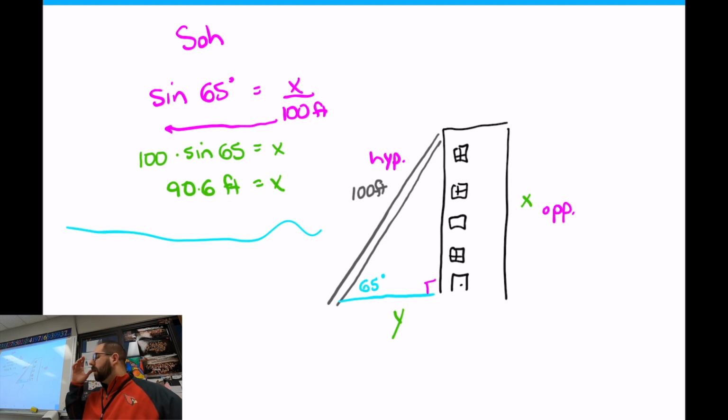Okay, now that I know that this is 90.6 feet, we can use any formula we want, anyone other than sine. We've already used sine. Actually, we could still use sine in this case to find y. Let's use cosine, or you could use tangent. I said you could use sine, but you have to use the other angle across from 65, that other angle up in the top, which is 25, something like that. But yeah, let's do cosine. I think cosine is the easiest.